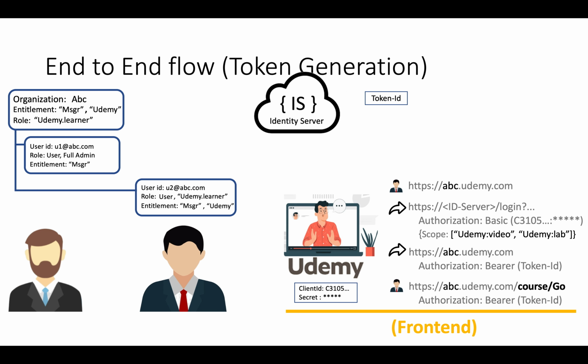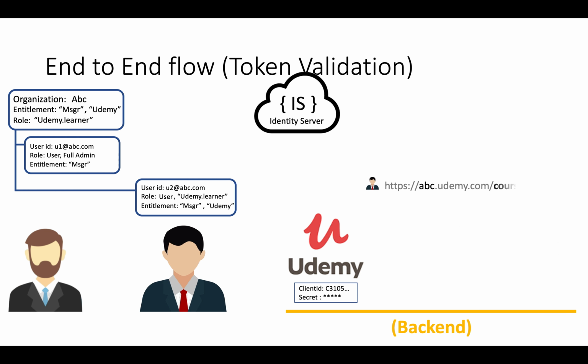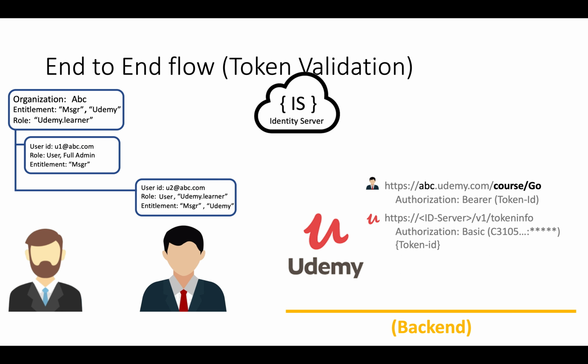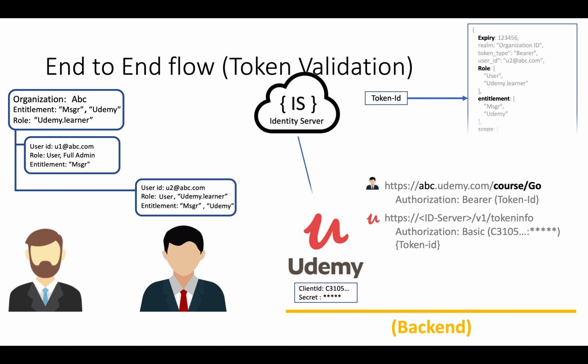Now let us see what happened at backend. Backend has received a request from user to access course. Service contacts identity server to get token info. Identity server checked token ID and returned a token to service.